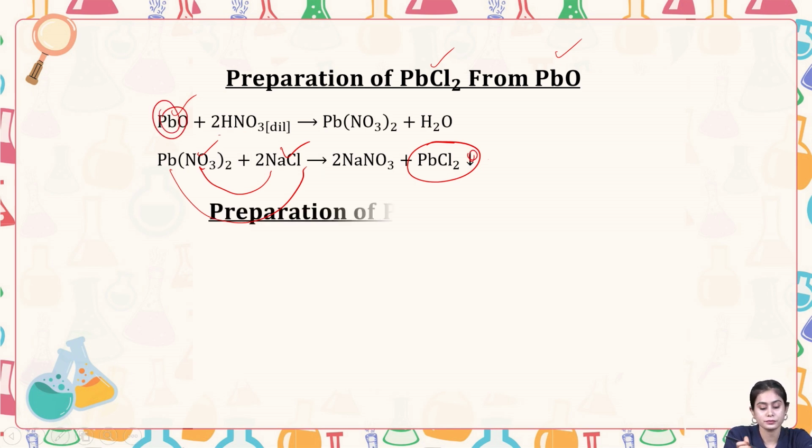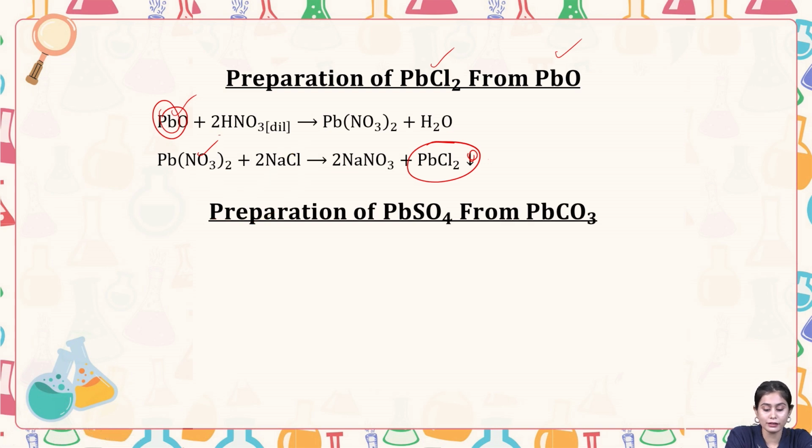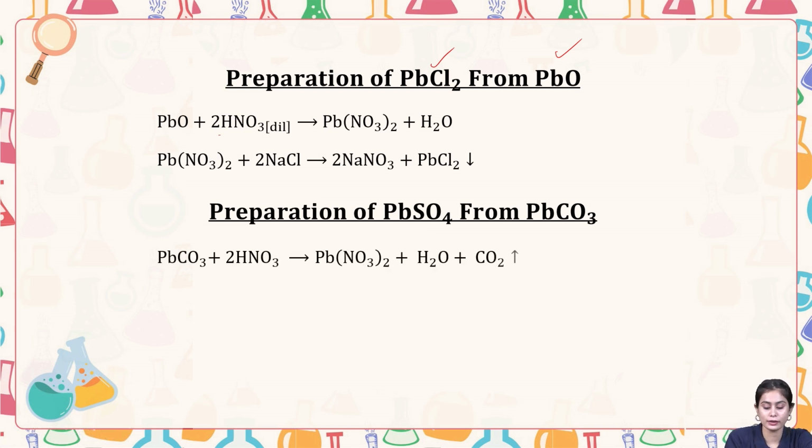So see how we formed PbCl2 from this PbO. Clear? Now lead sulfate from your lead carbonate. Let's see how we form this. We are going to take lead carbonate and react it with nitric acid to form the salt Pb(NO3)2, that is your lead nitrate, plus your H2O plus CO2 gas, which will be evolved as there was carbonate here. We saw this reaction earlier also.